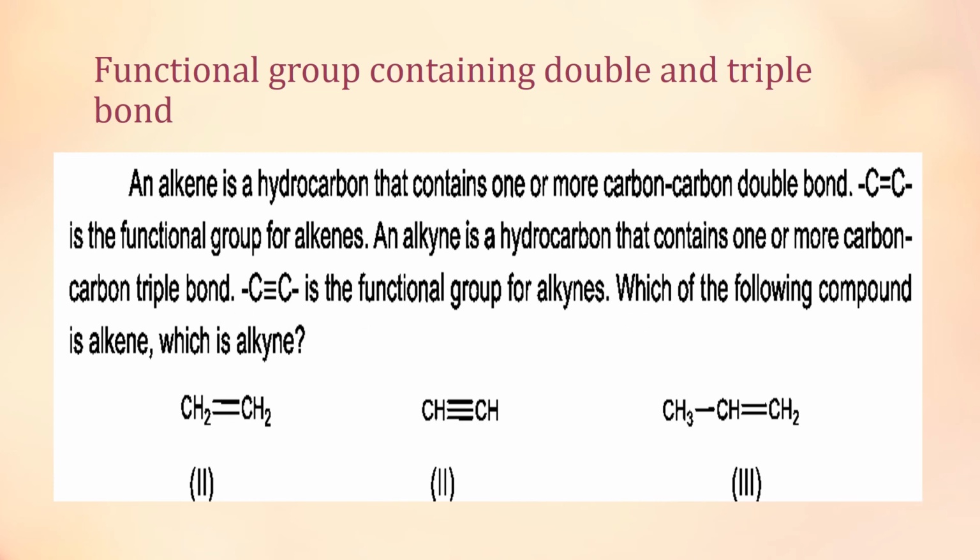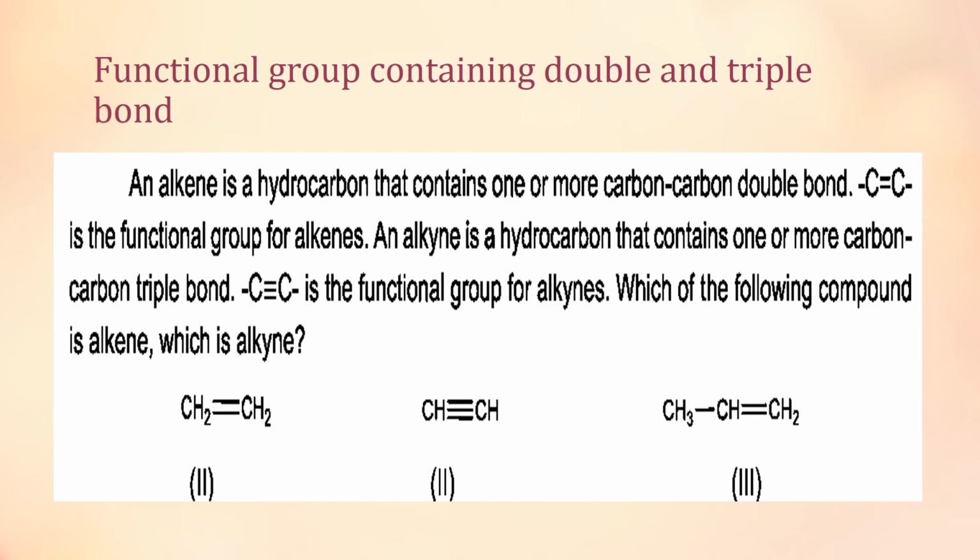You have already learned about the alkanes, alkenes and alkynes. Alkanes are saturated hydrocarbons having only single bonds. They do not have any functional group. But in case of the alkenes and alkynes, alkenes have at least one double bond and alkynes have at least one triple bond. So this double and triple bond itself acts as the functional group for these alkenes and alkynes.